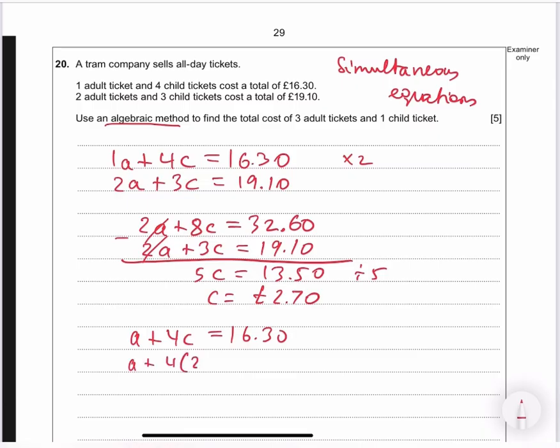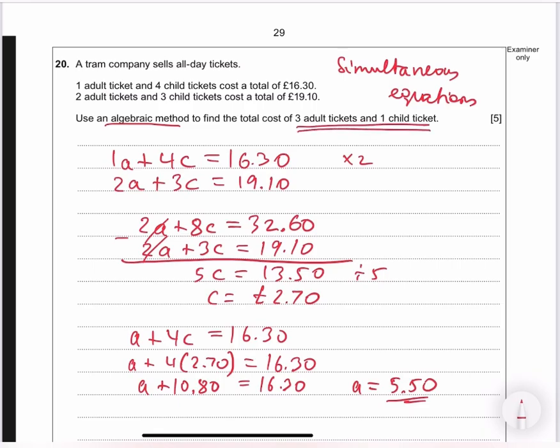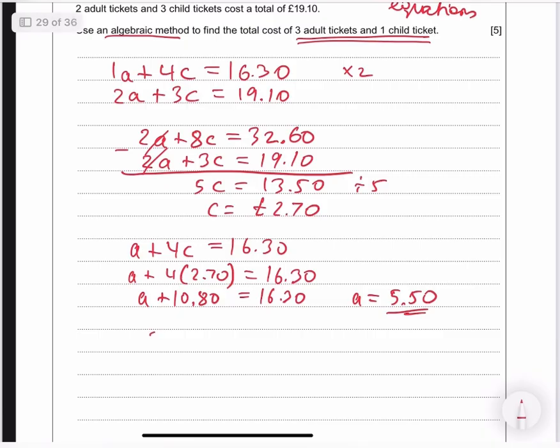So let's use the first one. 1 adult plus 4 child. So instead of c, child, we're going to put 2.70 times by 4. Okay, and then we'll work out a from here. So a will be 16.30 minus 10.80, which is £5.50. Okay, so we've got 1 child ticket costs £2.70 and 1 adult ticket costs £5.50. And now we can answer the question.